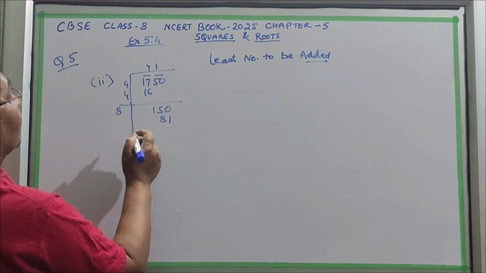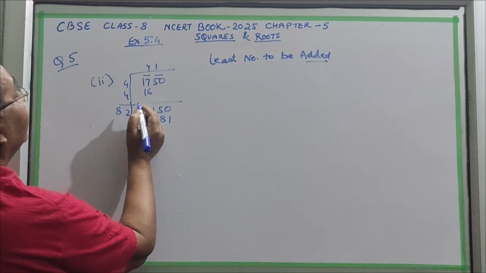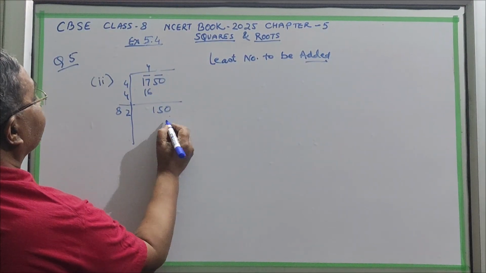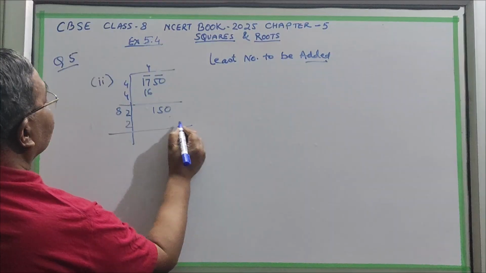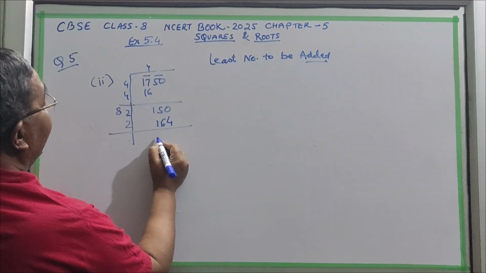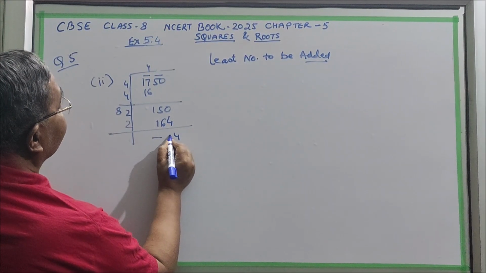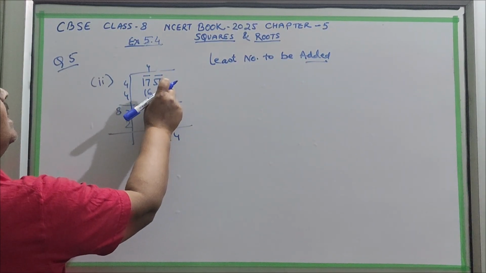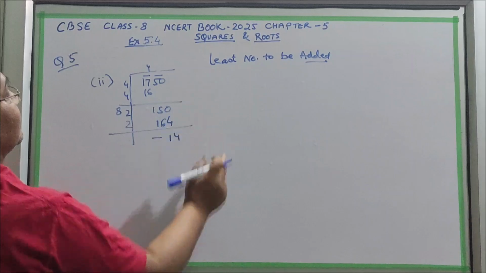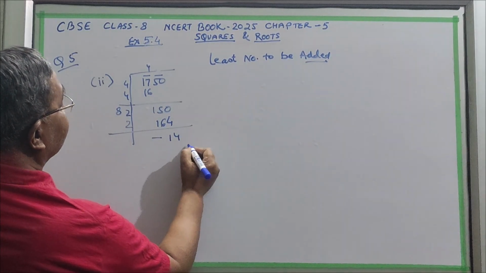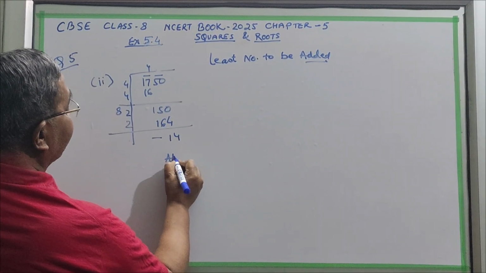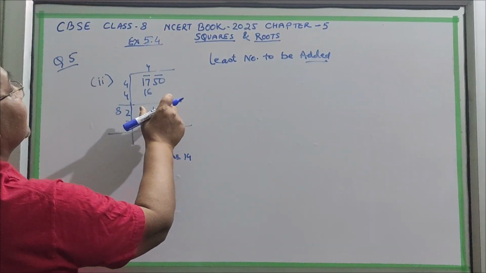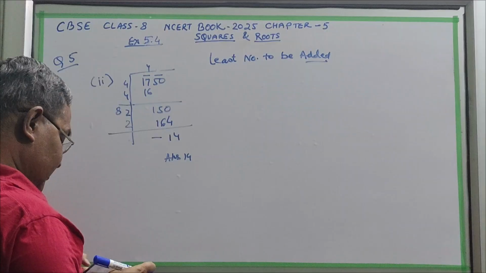So instead of 1, you make the next number. 81 is okay, but then we will make it by 2. Make it by 2. So by 2 if you make it, 2 2s are 4, 2 8s are 16, and here negative 4 and 1 4. So this negative number that is coming should be added to this original number 1750. So your answer is 14. If 14 will be added to this number, it will become the least number which has a square root.